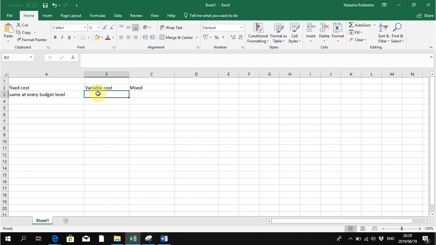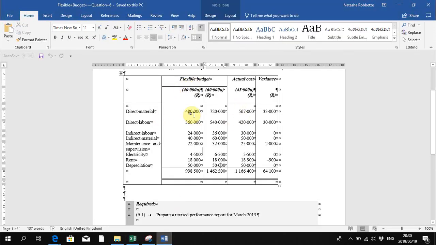For variable cost, we need to do a calculation. The formula for variable cost is the amount divided by the activity. In this question, the activity is the number of units produced. So 40,000 units will be the activity here, 60,000 units will be the activity in the next column. So we need to do a calculation to determine if a cost is variable. Let's, for example, take direct labor. The rand value of direct labor is 360,000, and it's for 40,000 units.